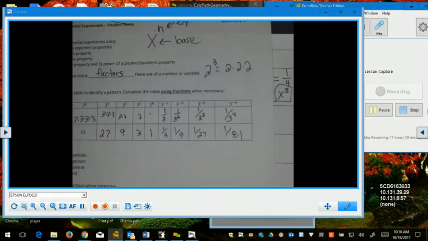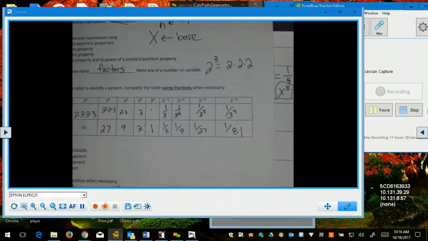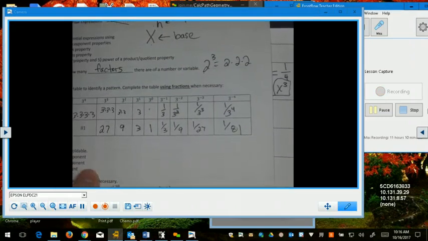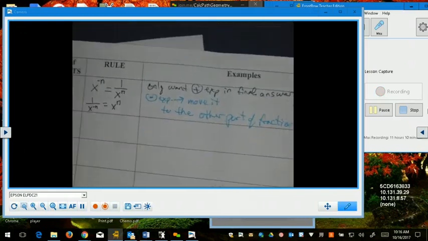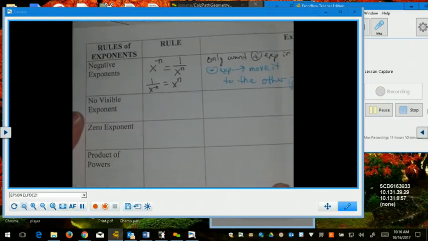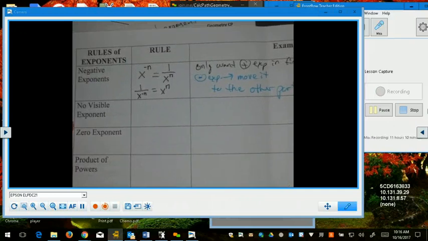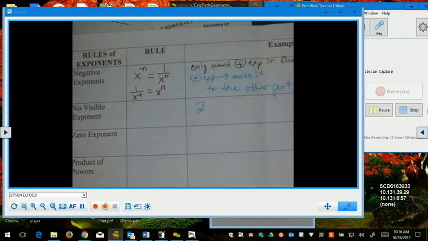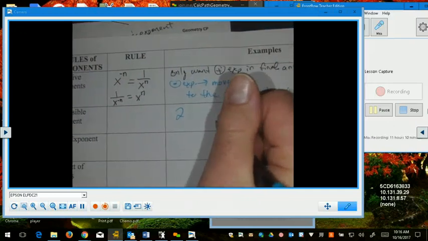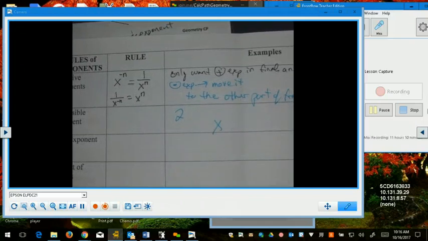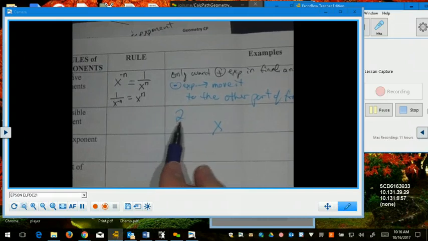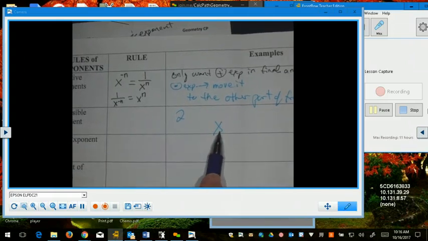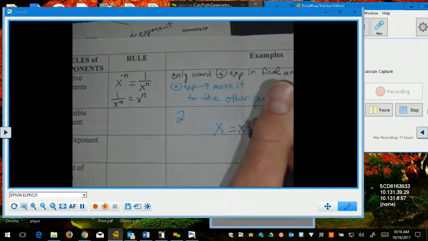We have two more rules. It tells us right here we have to talk about invisible exponents and zero exponents. So on our sheet we have the no visible exponent. So I have a number like 2 or a variable like x. Well, there's no exponent on there. How many factors of 2 do I have? 1. How many factors of x do I have? 1. We don't write it.